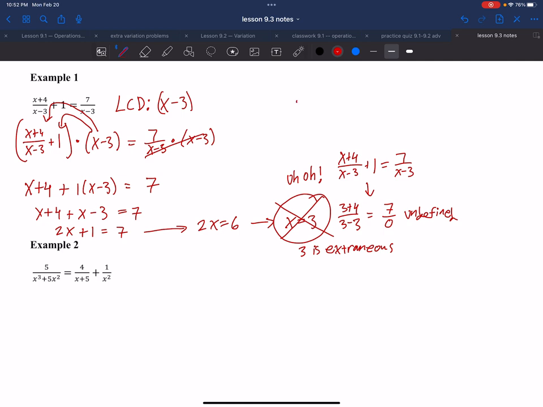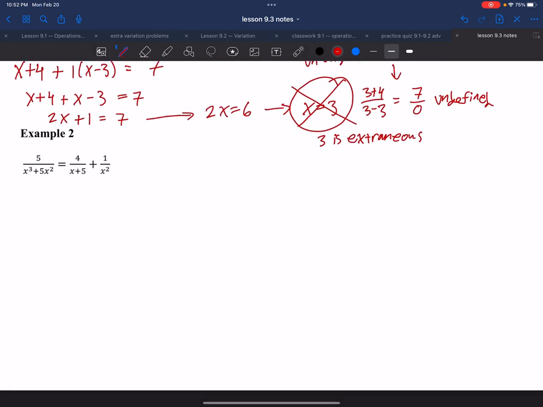So therefore, I write x is the empty set. Again, this is a way to write no solutions. Alternatively, you could write x equals nothing. Quite literally, that would be true. X is nothing. There's no solution that makes this work.